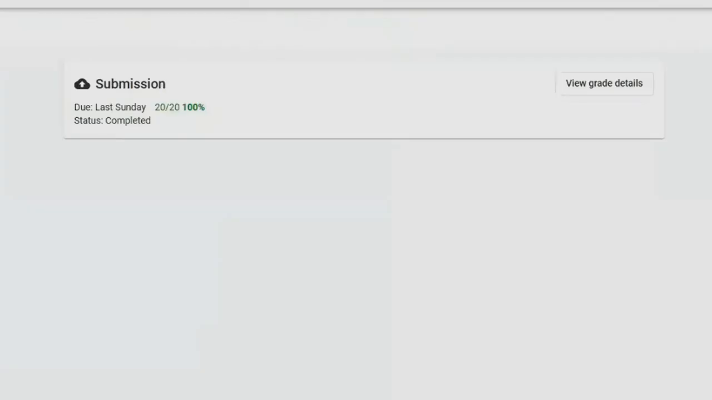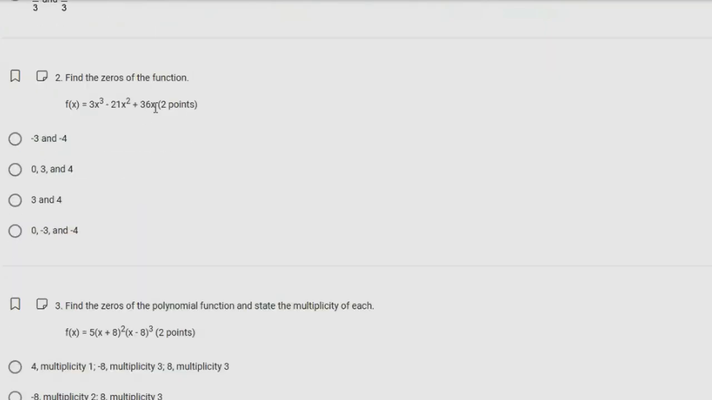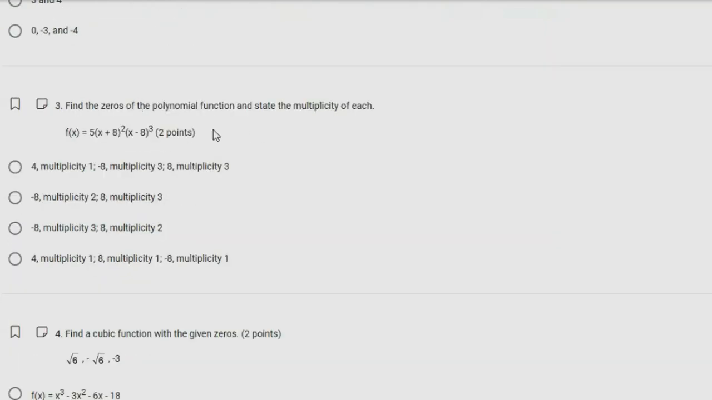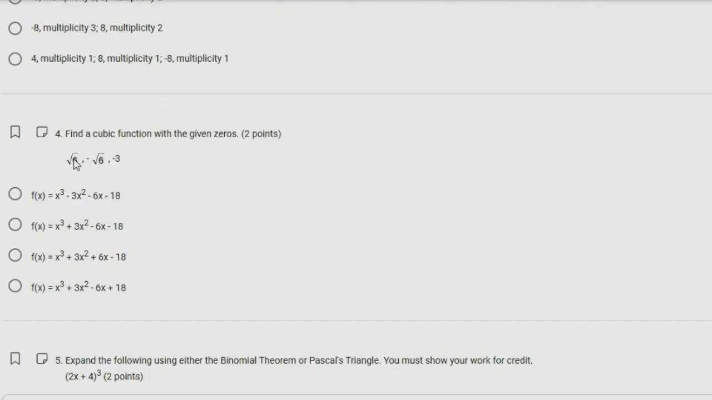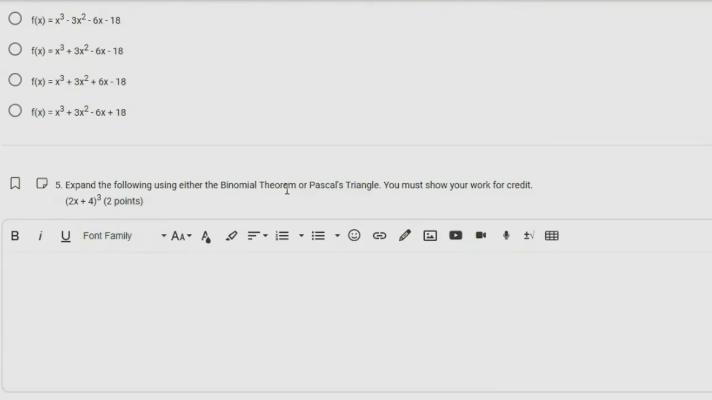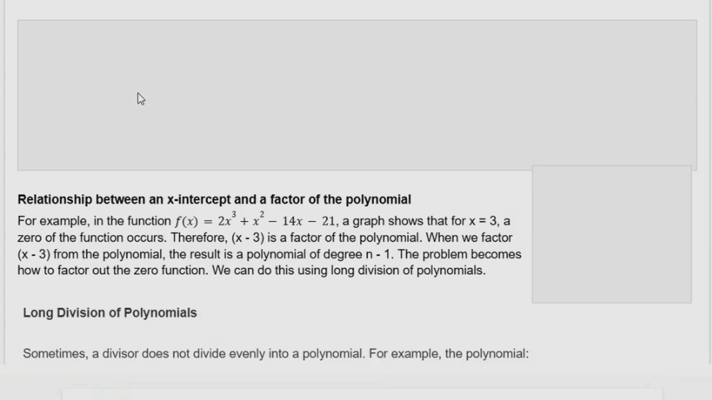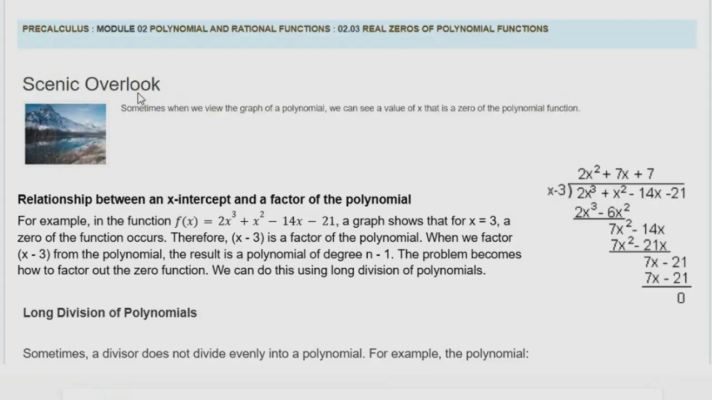So let's see. There's the assignment. Find the zeros. The multiplicity we just talked about. Find something that has these zeros. That's where we multiply the factors together, and you expand it using Pascal's triangle or the binomial theorem. So we've looked at all of that now. Let's look at the next lesson. This is what was actually supposed to be covered today, but we had to spend half an hour finishing the last one.